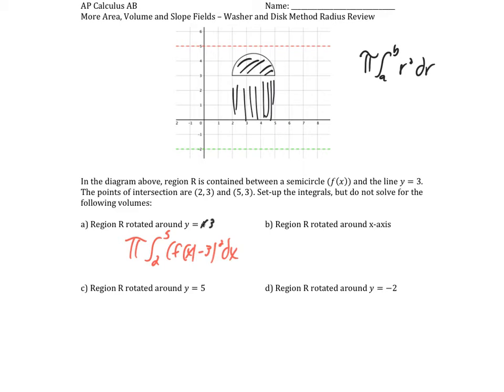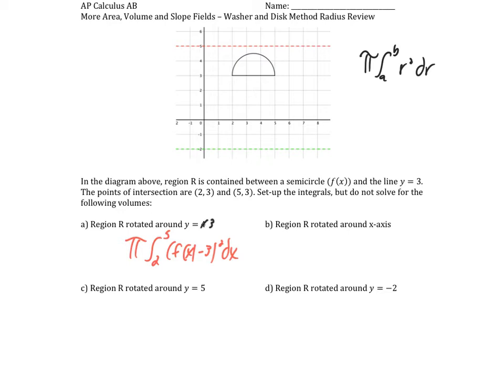So you're going to have basically a donut cross section. When you think about donuts, the thing you should be thinking about is outer radius minus inner radius. So what we really need to define is, we want to take the volume of this shape, f of x, and subtract from it the volume of the line y equals 3.